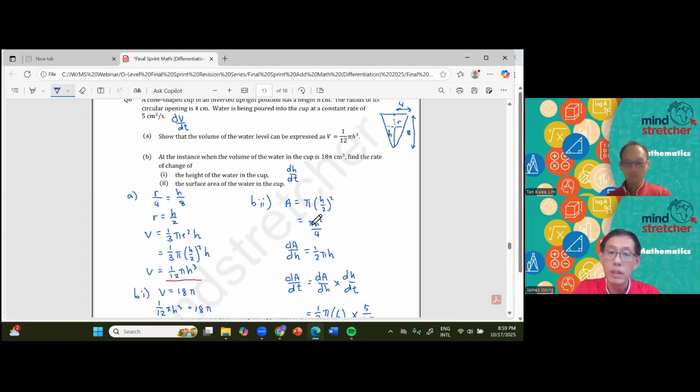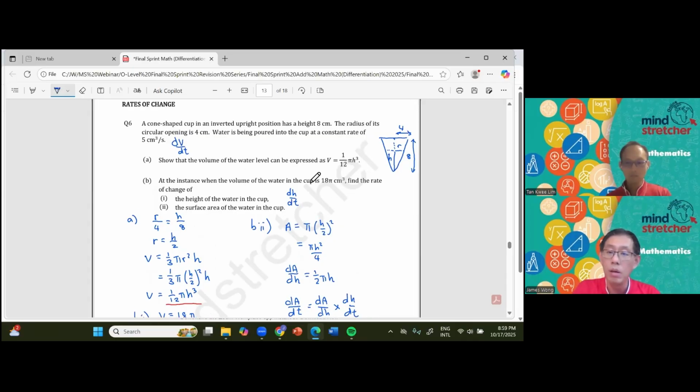First, usually they give you an object whereby you may end up having two variables. So you must always try to express one of the variables in terms of the other variable, so that your final expression will be based on only one variable, not two. Like in this case, originally I got 1/3 pi r squared h, so I got r and I also have h. So it doesn't work. You must only have one variable.